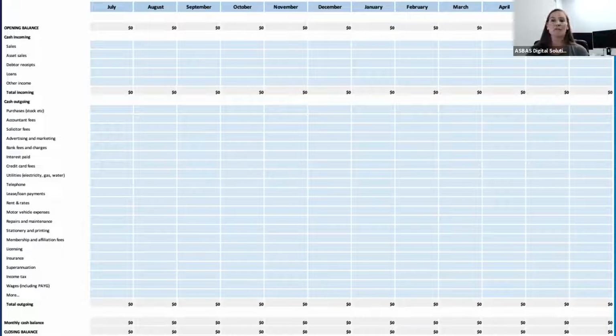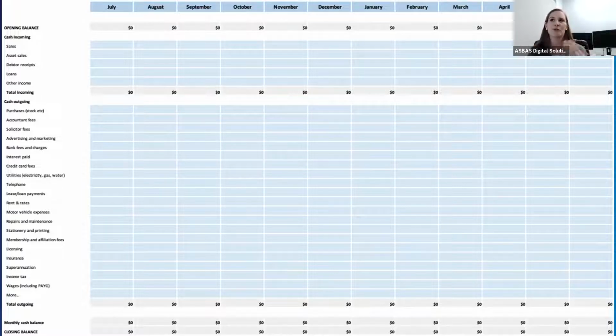Interest paid, you'll have credit card fees, utilities, so your power, water, gas, telephone, lease, or any other loan repayments that you have to make, rent and rates, motor vehicle expenses, repairs and maintenance of anything. Now, that could be your motor vehicles, or it could be repairs and maintenance of other things within your business, other equipment. Obviously, stationery, memberships, licensing, insurance, super, income tax, wages, etc. So you can add a lot more rows in there if you need to, but it will total it up.